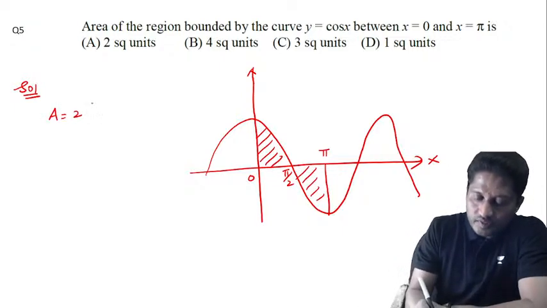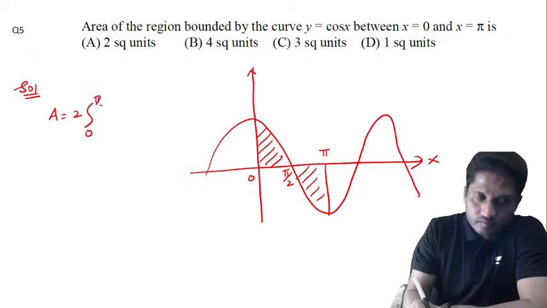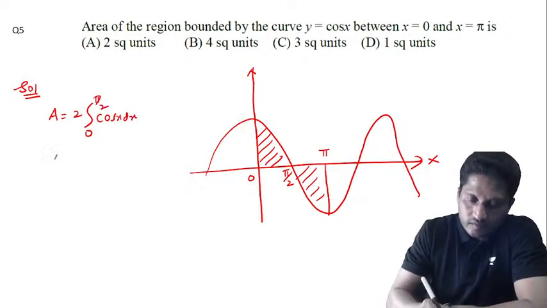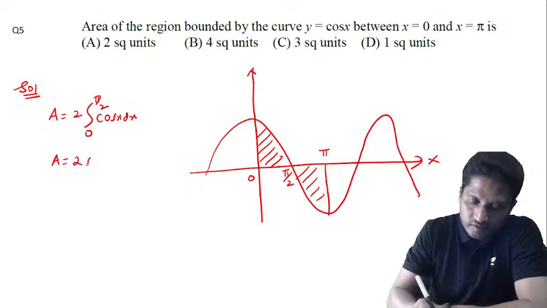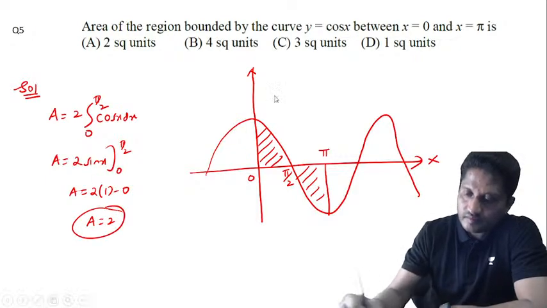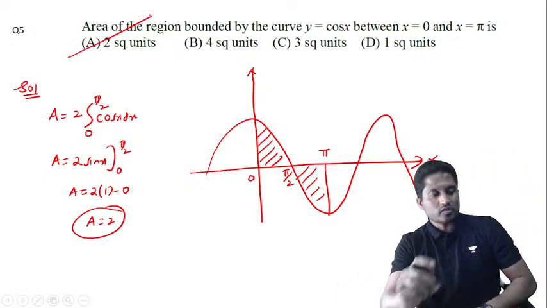Area is equal to 2 times integration 0 to pi by 2 cos x dx. Integration of cos x is sin x between the limits 0 to pi by 2. 2 into (sin 90 minus sin 0, which is 0). Area will be 2 square units. Answer is option A.